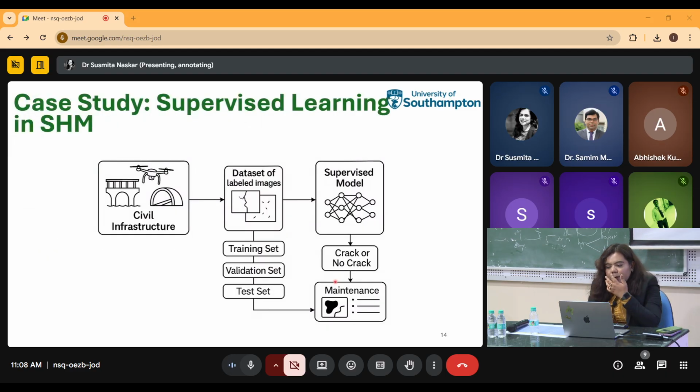Let's take a case of supervised learning. Here the problem is that we are dealing with civil infrastructure. You can think about bridges, tunnels or dams, where safety and maintenance are very critical, right? So how does it work? Let's have a quick look. Let's think about taking drones or other sensors. They collect images of this infrastructure. This can be any kind of civil infrastructure, okay? And then these images are labeled by experts to indicate whether cracks or defects are present or not.